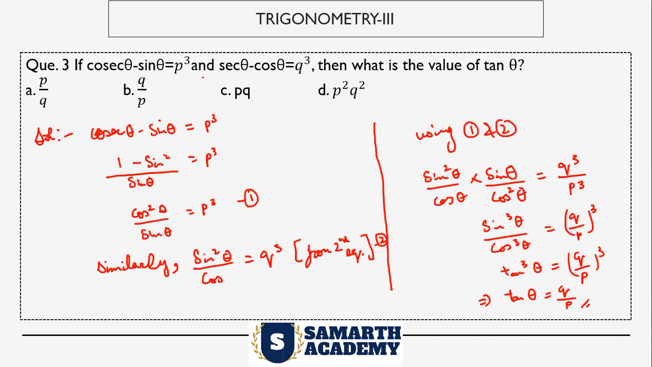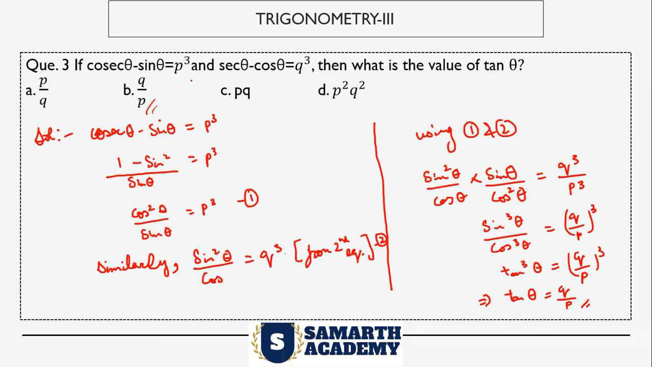Moving ahead, if cosecant θ − sin θ equals p³ and secant θ − cos θ equals q³, what is the value of tan θ? Again, we will use a similar strategy as the last set of questions, where we simplify to the form of sine and cos. So p³ equals cos²θ upon sin θ. Similarly, the second expression becomes sin²θ upon cos θ equals q³. Then dividing equation 1 by 2, we get sin³θ upon cos³θ equals (q by p) whole cube. Tan³θ is equal to (q by p) whole cube. Tan θ equals q by p.